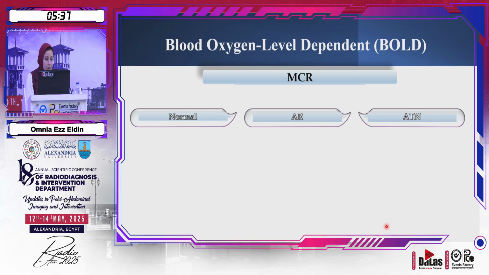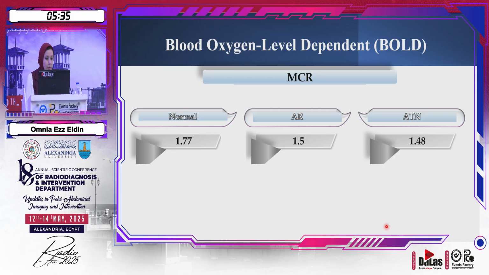Also, the MCR, comparing the three groups, we found a significant statistical difference in the normal group. It had higher values than the ATN and AR groups, and there was no significant difference between the AR and ATN.